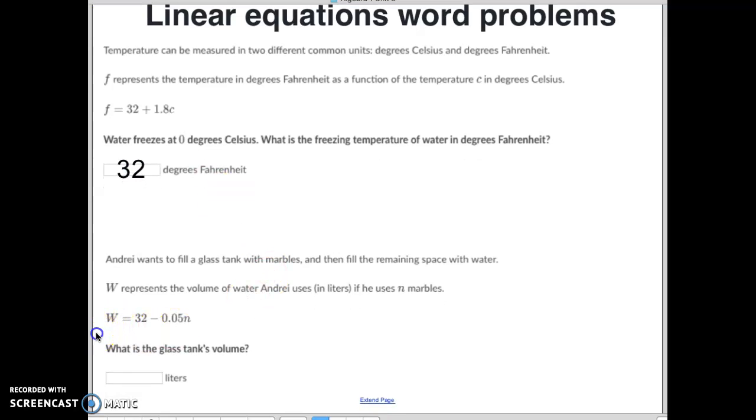Down here, what is the glass tank's volume? All right, well, I better read this then. Andrea wants to fill a glass tank with marbles and then fill the remaining space with water. Well, each marble here, it looks like, is 0.05 for volume, which means the glass tank has a volume of 32, so that every time you put a marble in, it takes away from how much water could be in there. So what is the volume of the tank before we put any marbles in? It's 32, and there's our answer.